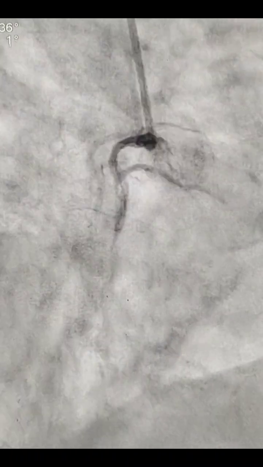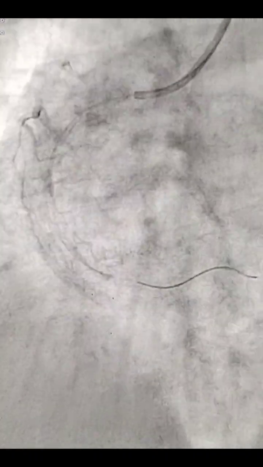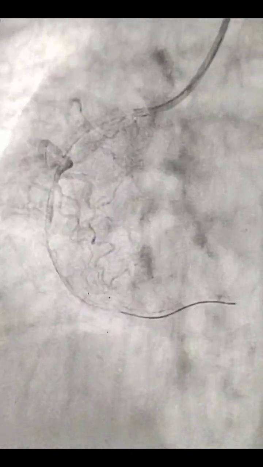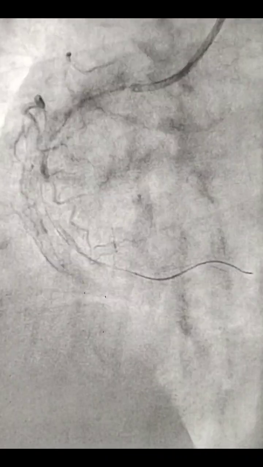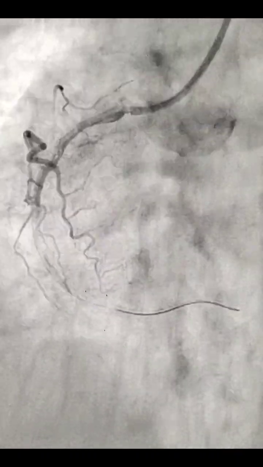You can see in this lateral view there was a hope to cross the wire with this workhorse wire, but it didn't. I had to change the wire. I upgraded it to the Whisper wire, and somehow after some time this Whisper wire got crossed. You can see the shape of the wire, and whether it is in the PDA, PLV or some small branch, we don't know. The flow hasn't come. So there was no flow.